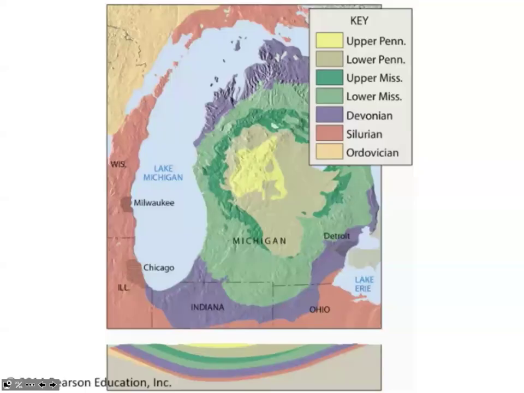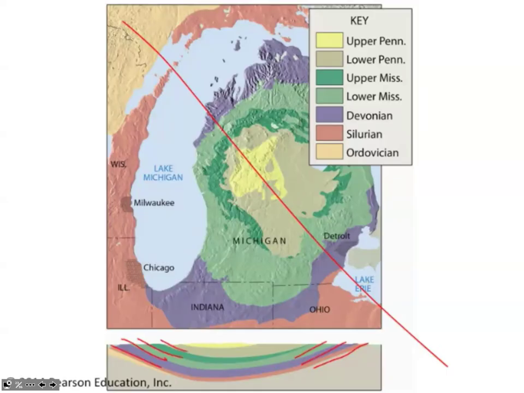Here's an example of a structural basin. It's called the Michigan Basin because it's centered on the U.S. state of Michigan. Notice that if we were to draw a cross-section going through like this, the rock layers basically dip towards the center of this structure. So in the cross-sectional view down here, you can see the rock layers dipping in at both edges.